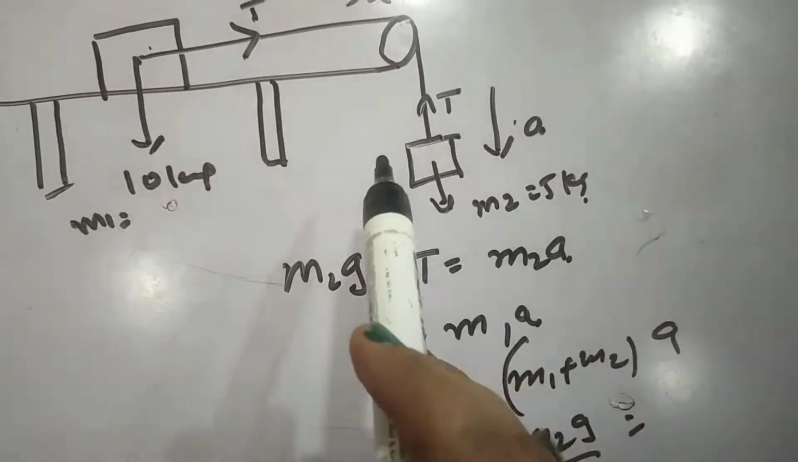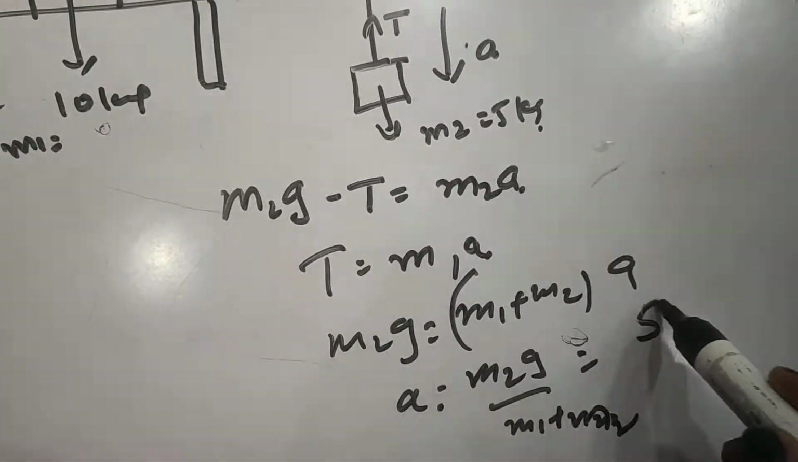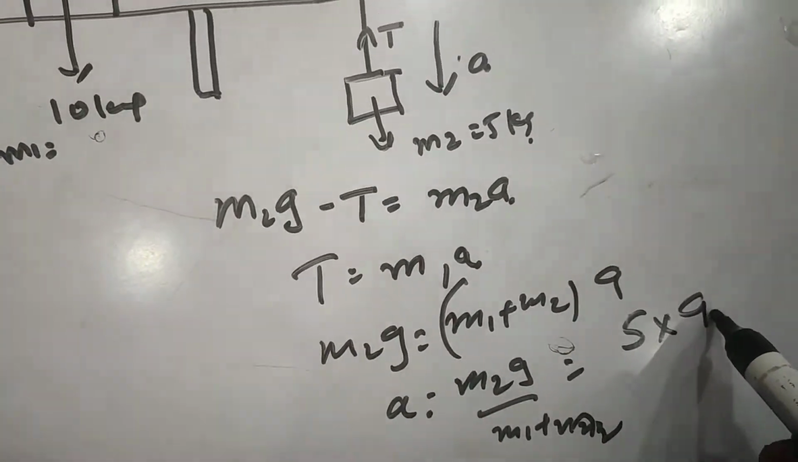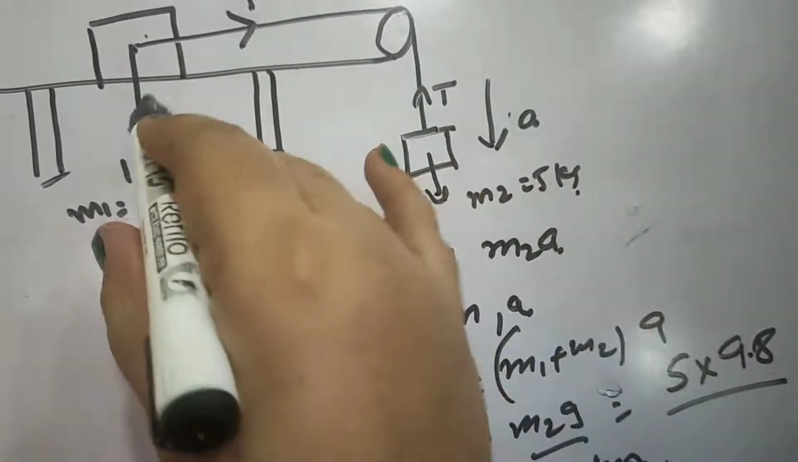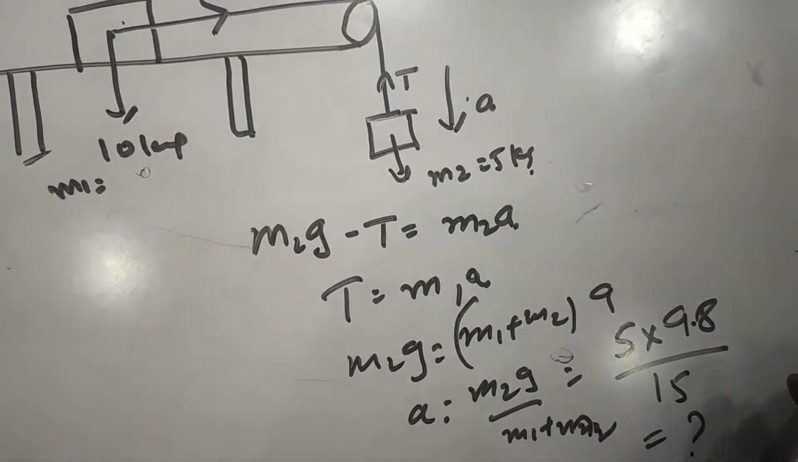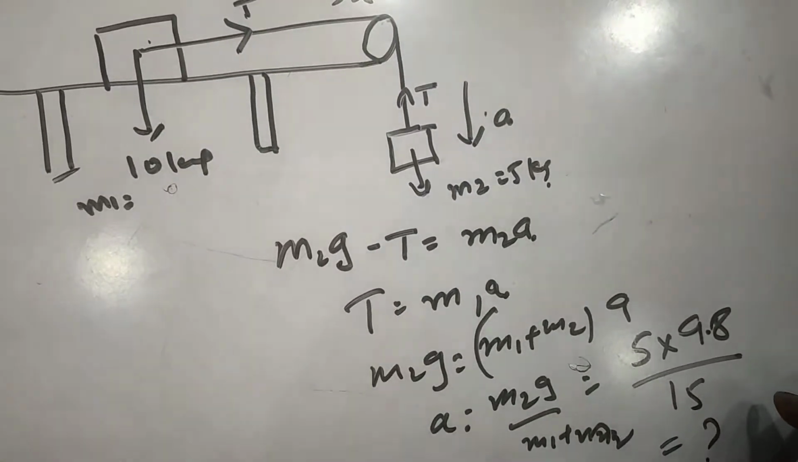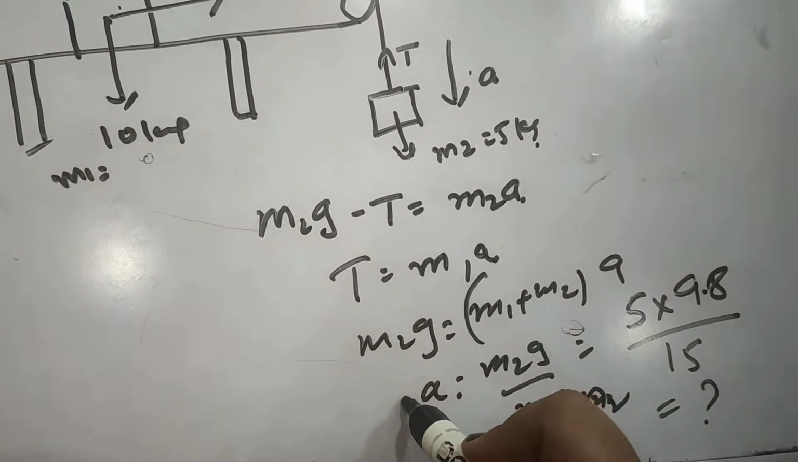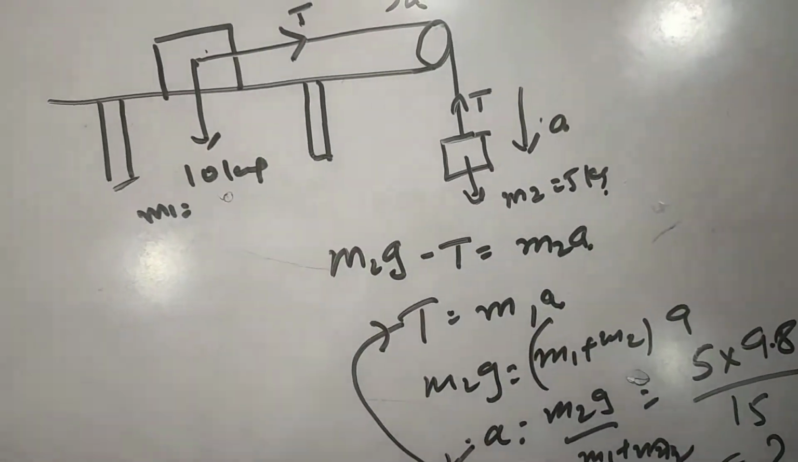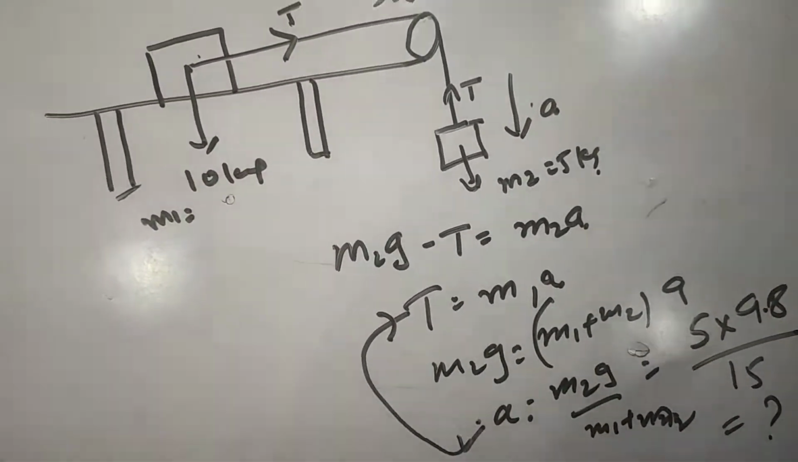Now what is m2? m2 is 5 kg. So 5 into 9.8, you can put the value, upon 5 plus 10 is 15. So we can solve it and find the value of acceleration from here. Now to find the tension T, the value of acceleration can be put in this equation and we can easily get the value of tension.